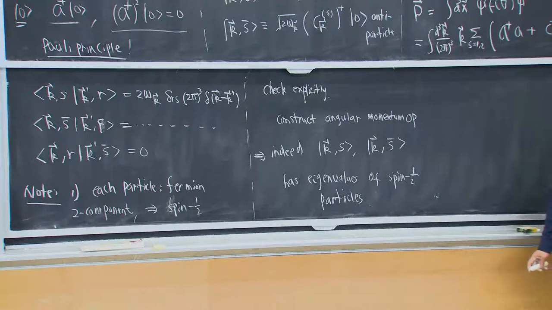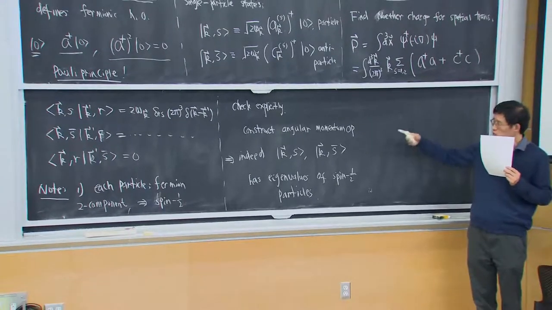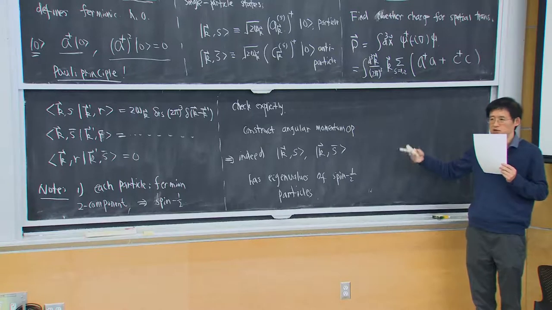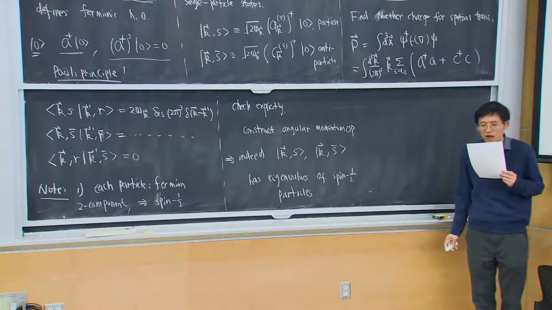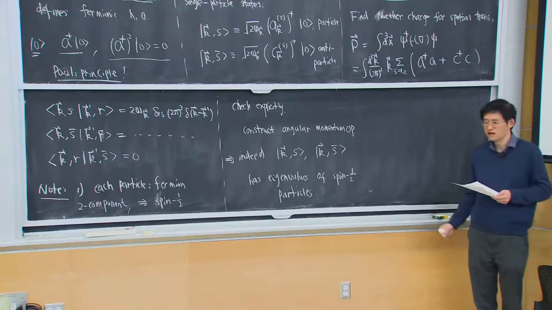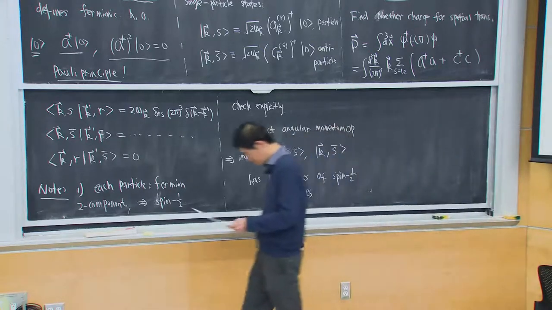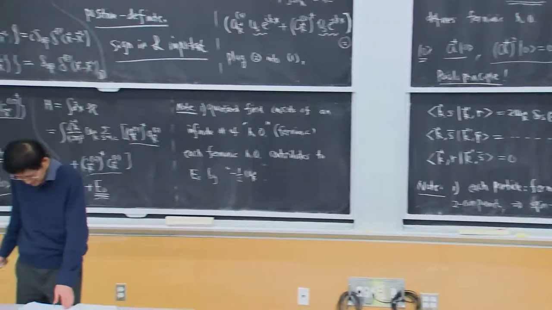Good, any questions on this? And this will be in your P set. It is a little bit non-trivial calculation, but it's an instructive one. When you see with your own eyes, and from your own calculation, that this is spin 1/2, it's satisfying. Good. Any questions on this?